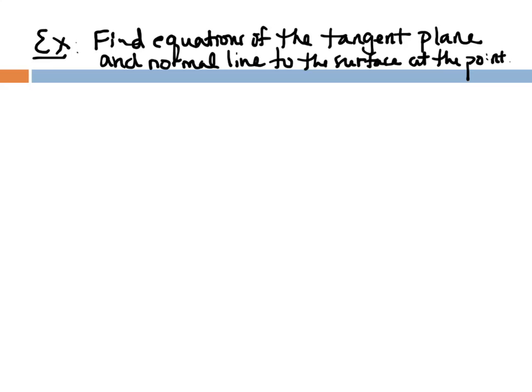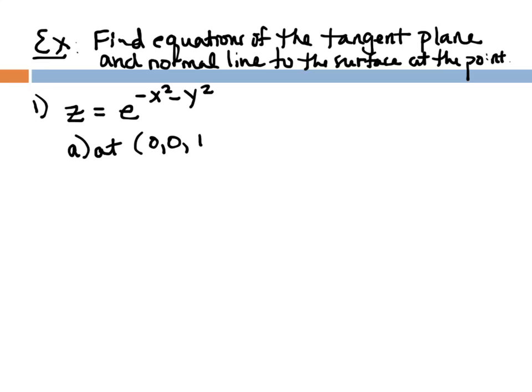We're going to be given a surface, and we're going to be given a point. We're going to start with one that's relatively easy. z equals e to the negative x squared minus y squared. And the point for part A is (0, 0, 1). That's part of what's going to make this clean, it's a particularly nice point.